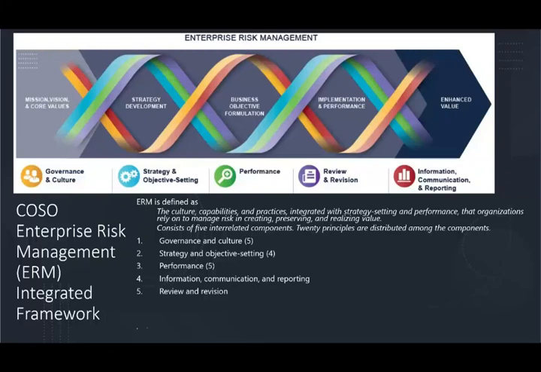Hello, and welcome to this session in which we will look at enterprise risk management, which is the COSO framework, the integrated COSO framework to be specific. This is part 3 of 5. We already covered two components, and today we're going to be covering the third component, performance.